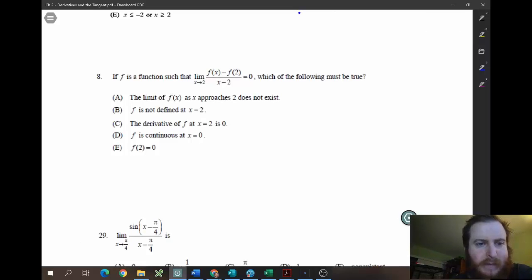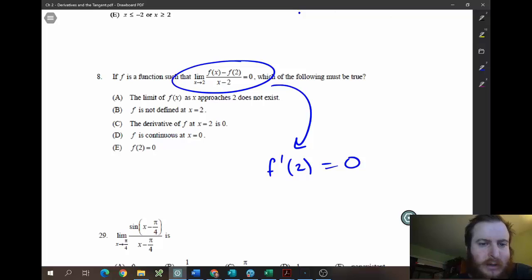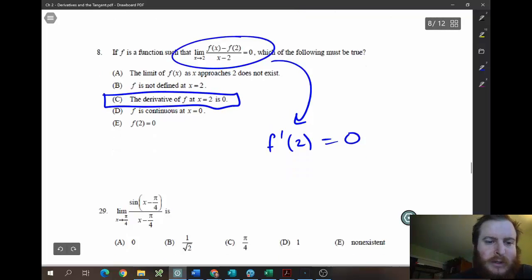Next, if f is a function such that the limit as x approaches 2 of f of x minus f of 2 over x minus 2 equals 0, which of these must be true? This is that definition of the derivative, and this is at x equals 2. So this is telling us that f prime of 2 is equal to 0. That's literally what that definition tells us. So that's choice C. The derivative of f at x equals 2 is 0.